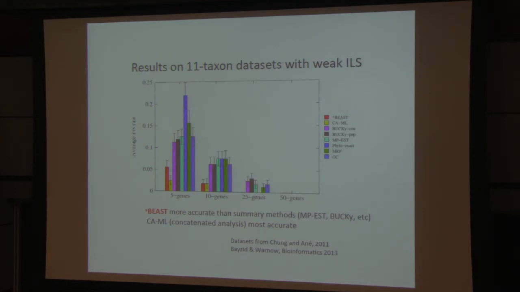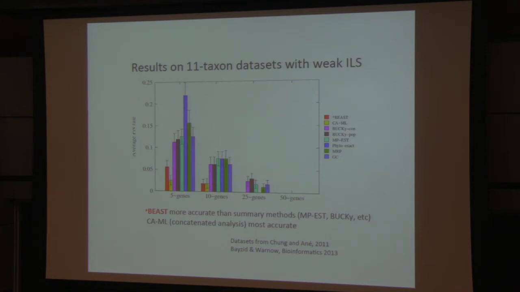What you see is that on 5 genes, there's high error for everything, then lower error, then everything's perfect. In here, the red and yellow have the best accuracy because they have the lowest error. Red is StarBEAST. It's doing co-estimation. Yellow is concatenation using maximum likelihood. Does anyone remember what I told you about concatenation? It's not statistically consistent.